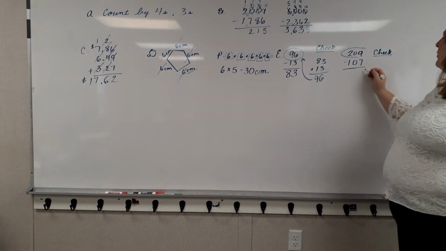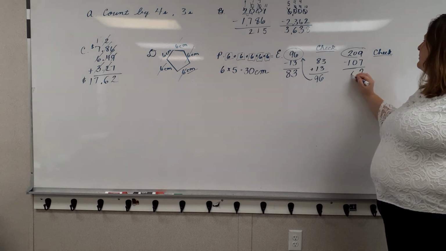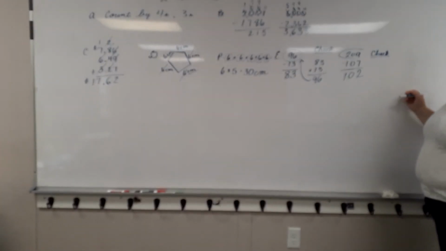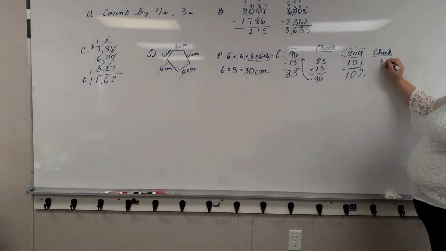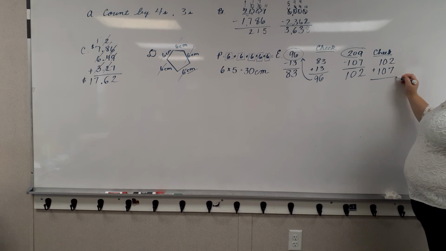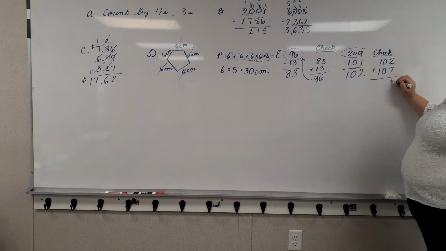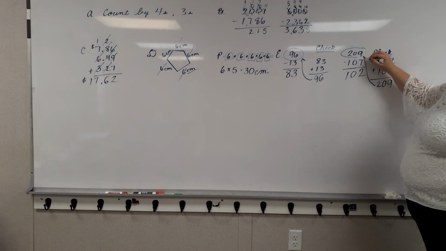9 minus 7 equals 2. 0 minus 0 equals 0. 2 minus 1 equals 1. And now we'll check it. We take the 102 and we add the 107, and it needs to equal this number up here. 2 plus 7 equals 9. 0 plus 0 equals 0. 1 plus 1 equals 2. And see, it is correct.